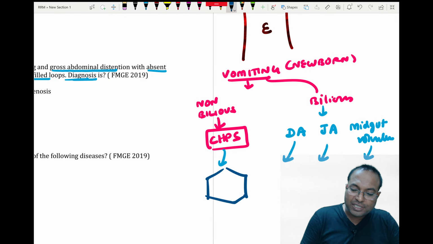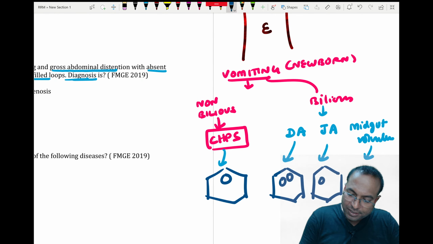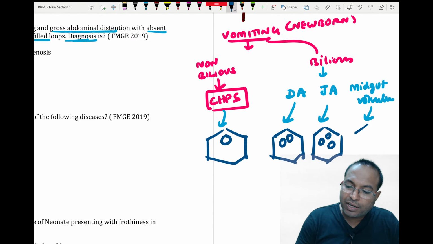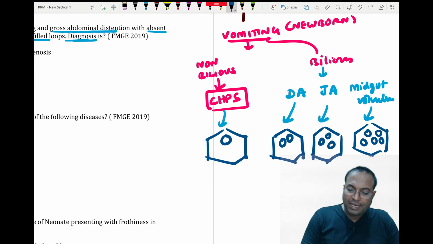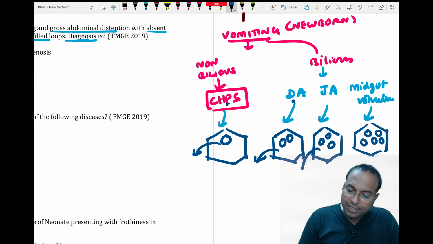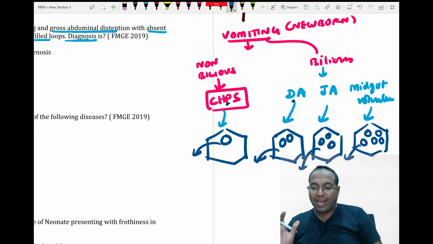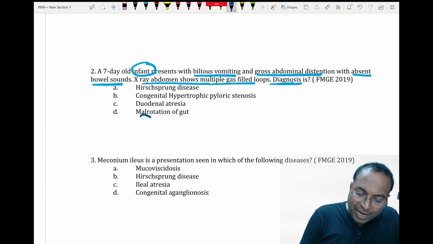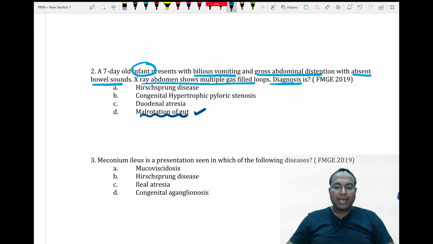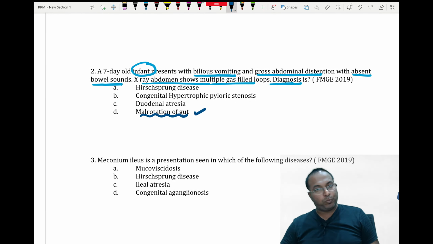Congenital hypertrophic pyloric stenosis will show this, duodenal atresia will show this, jejunal atresia will show this, midgut volvulus will show this. So now tell me the answer. Single bubble in congenital hypertrophic pyloric stenosis, double bubble in duodenal atresia, triple bubble in jejunal atresia, and midgut volvulus or distal problems will have multiple air fluid levels. So the best answer for this question is malrotation of gut, because the patient is having multiple gas-filled loops.